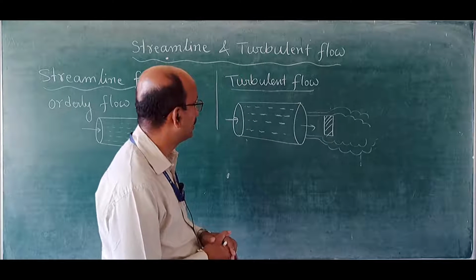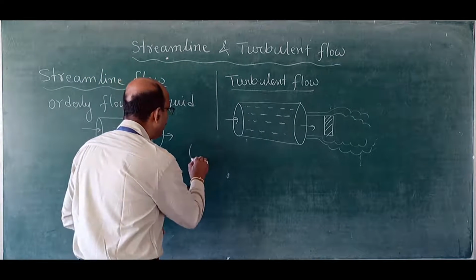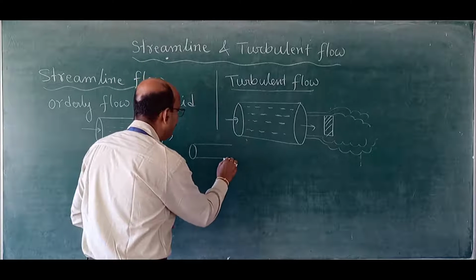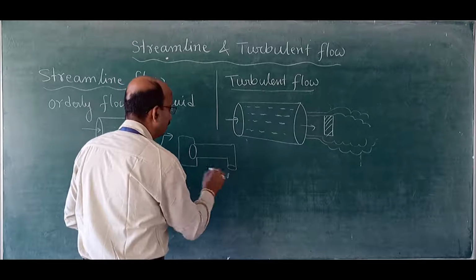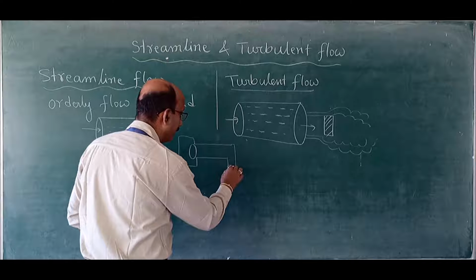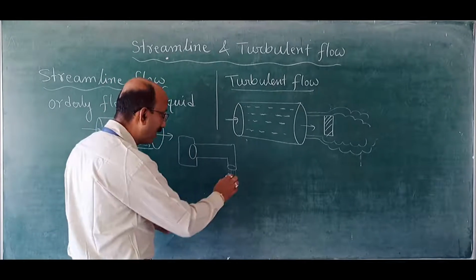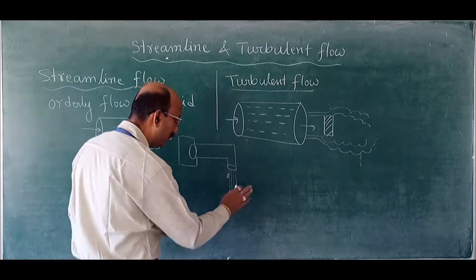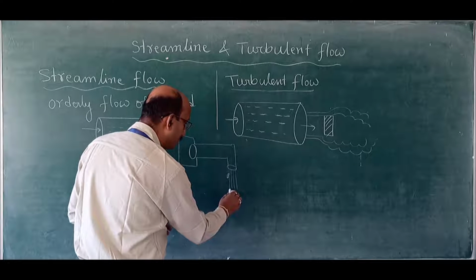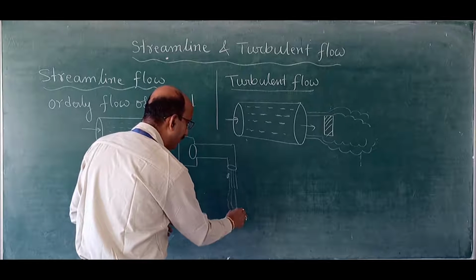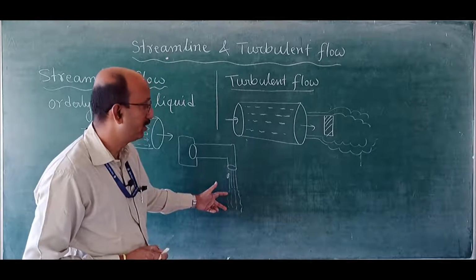Similarly, you can observe the streamline and turbulent flow if you open the tap. If this is a water tap and some water is falling from this water tap, you will see that up to a certain height the flow of water is streamlined, but as the water comes towards the bottom, if you observe carefully, the bottom part of the water falling from this tap is not that streamlined. Rather, this sort of thing happens. So from here to here is streamline flow, but here it is turbulent flow.